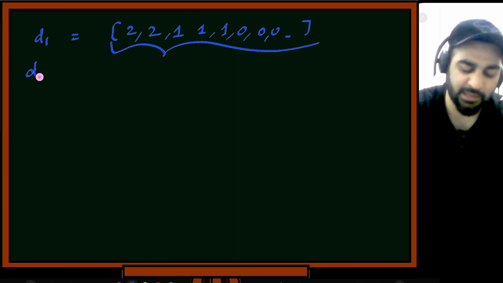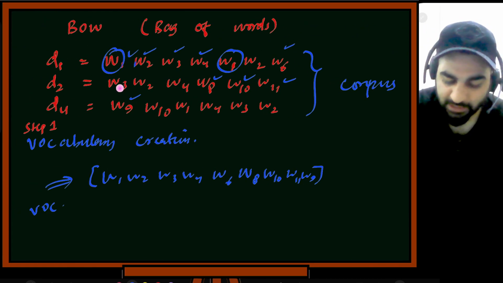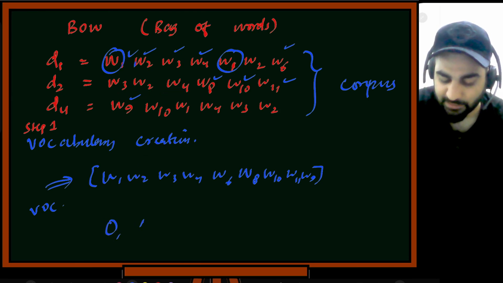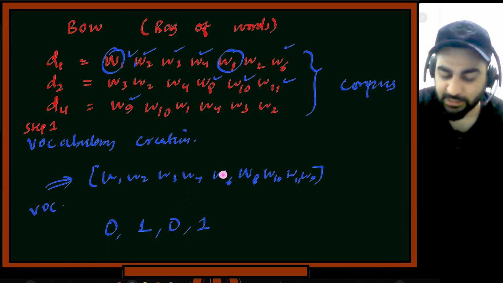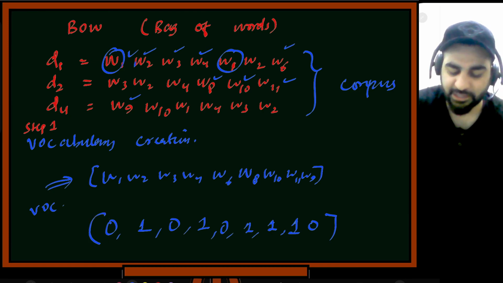Similarly you can convert D2. You are seeing, is W1 there? No, so it will be 0. Is W2 there? Yes, W2 is 1 time there, so you write 1. Is W3 there? It is not there, so you write 0. Is W4 there? Yes, 1 time. Is W6 there? No. Is W8 there? Yes, 1 time. W10, W11 and 0. So this is the vector representation of D2.